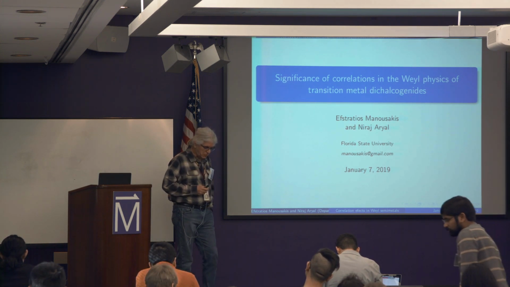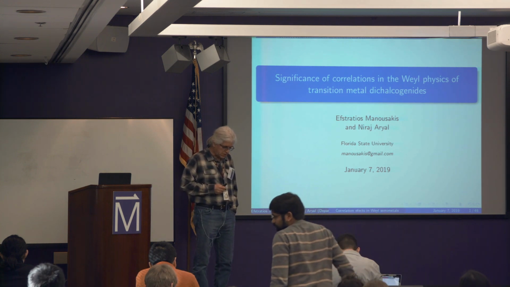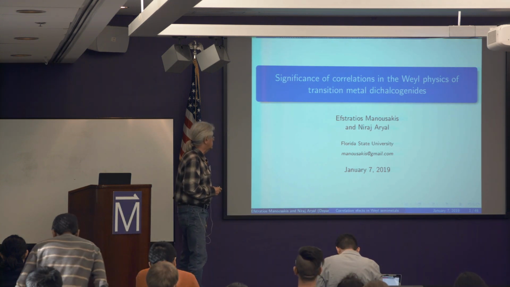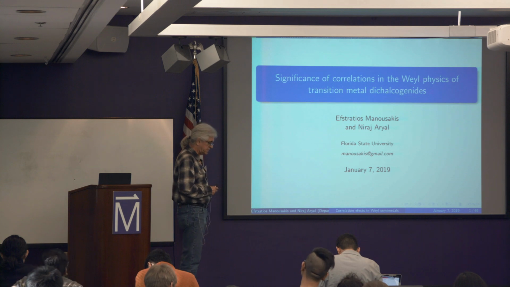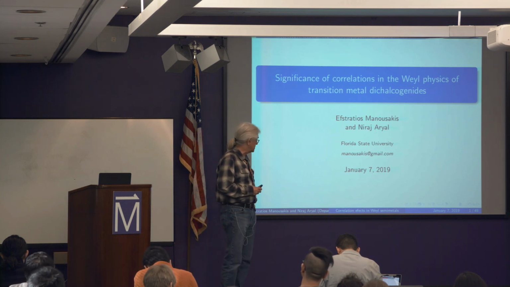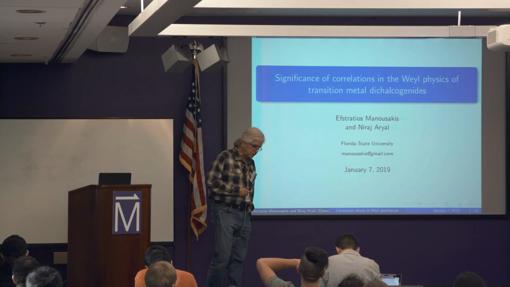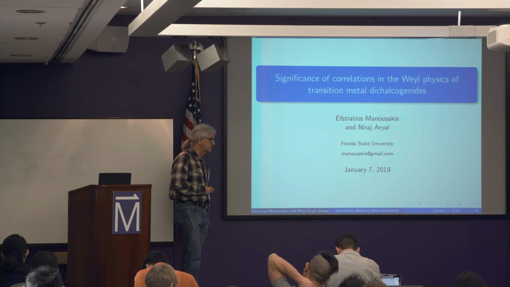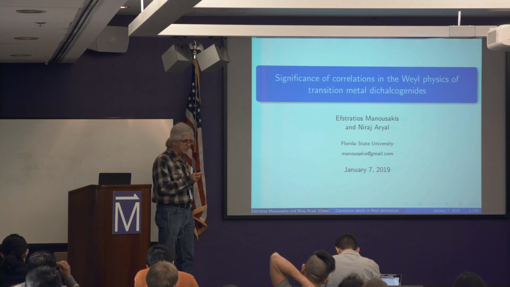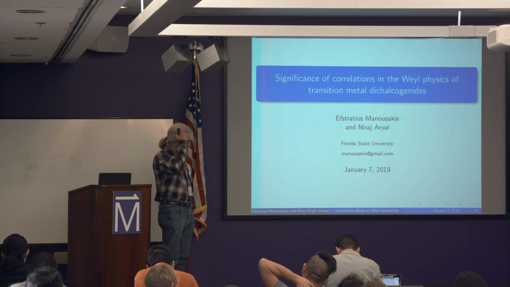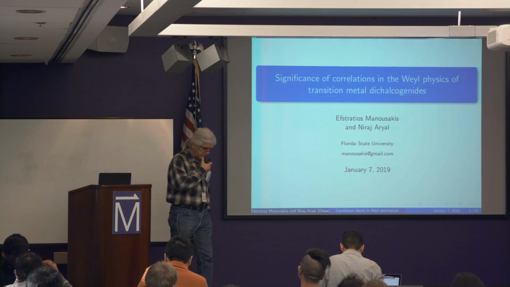So as a result, I'm going to talk about the role, at least in some basic way, of correlations in Weyl physics, how correlations can be introduced in a simple way, and this emerged out of trying to explain experimental data. It's not just an attempt to introduce correlations for no reason.